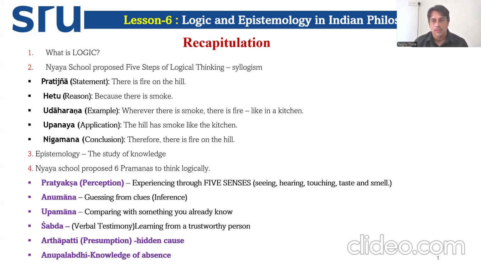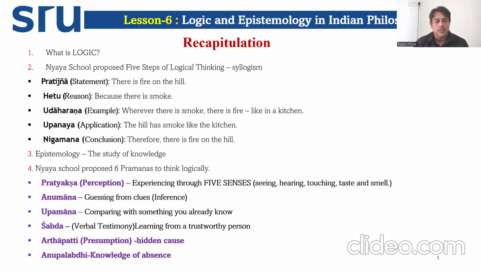Whenever there is smoke, there is fire, like in the kitchen. For example, while I was working in the kitchen, there is a fire. So whenever there is a fire, there is a possibility of smoke. So there is a fire on the hill because there is smoke. Smoke becomes a clue. That is an example. And applying it to the situation is called upanaya. The hill has smoke like the kitchen. And finally we come to the conclusion, nigamana. Therefore, there is a fire on the hill. So these are all the 5 steps of logical thinking suggested by Nyaya school.